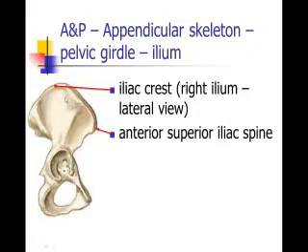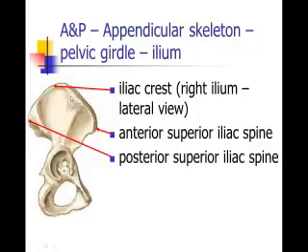The anterior superior iliac spine, sometimes called the ASIS, I would not use that. I would go with the words so you know what the words are. That's going to be the anterior-most portion or point of the iliac crest. We have the PSIS, posterior superior iliac spine. That's the posterior extent of the iliac crest.